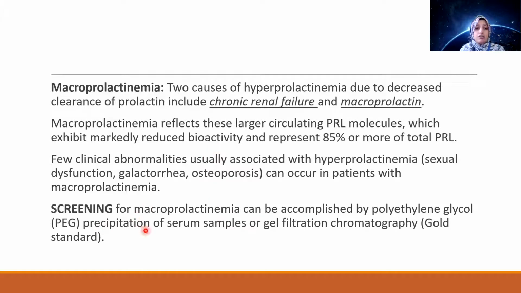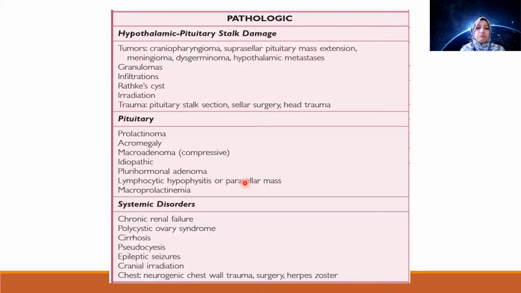How do you screen this condition? It can be screened by polyethylene glycol precipitation of the serum samples, or gel filtration chromatography, which is the gold standard method of detecting macroprolactin levels. Unfortunately, we don't have this facility in our country. There is no polyethylene glycol precipitation. There is no gel filtration chromatography. So detecting macroprolactin levels in our setup is not possible.